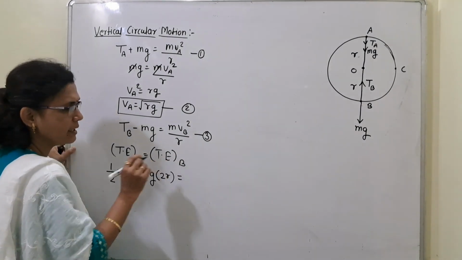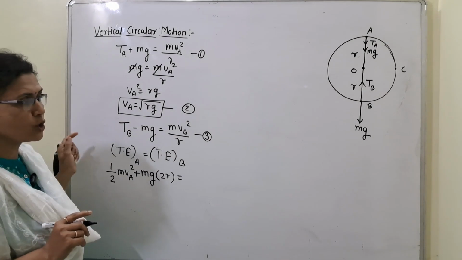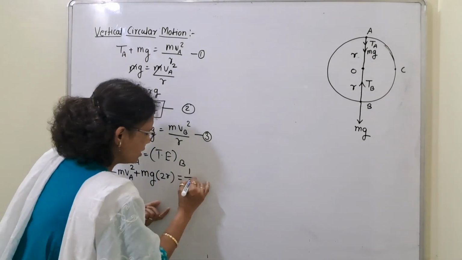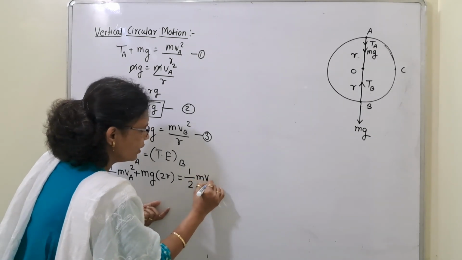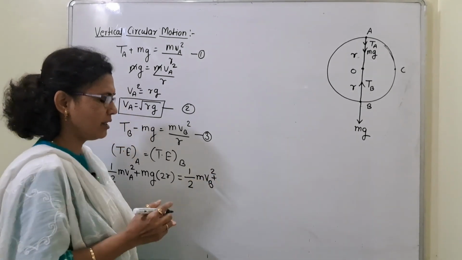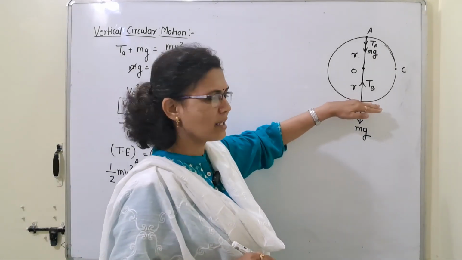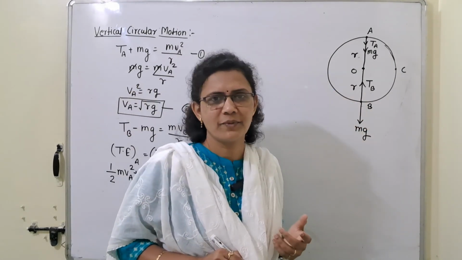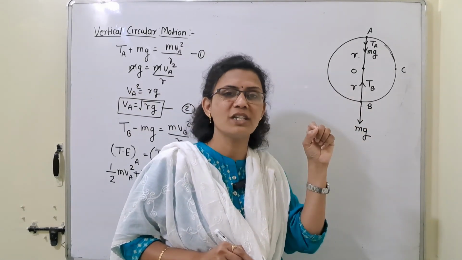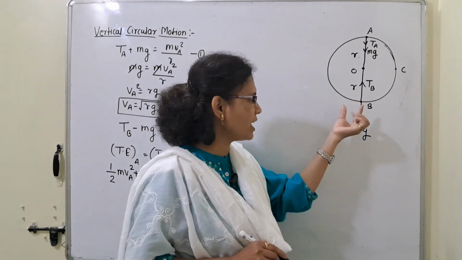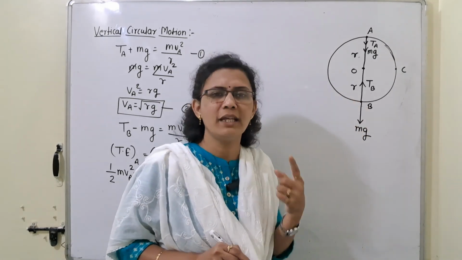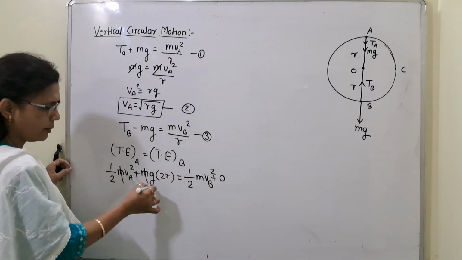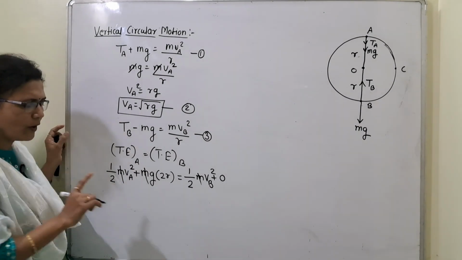That is equal to the total energy at point B. What will be the situation at point B? Here the kinetic energy will be 1/2 mvb square. But what about potential energy? If I take this point B as the reference point, the bottom point, then the height of the object will be 0. Therefore h will be 0 and mgh will be equal to 0. That is, the potential energy at position B will be 0. Now m gets cancelled. I have to find out this VB.